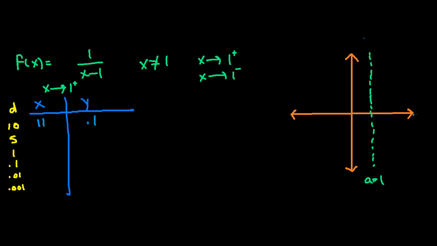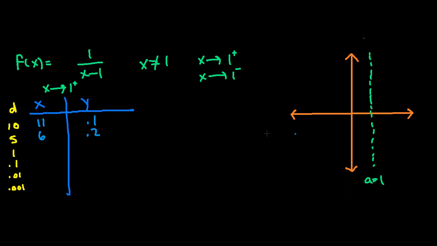So 10 units away, somewhere out here, the function value, the y, is 0.1. Now let's see what happens when we are 5 units away. In order to be 5 units away from A, we need to put in 6. 1 over 6 minus 1 is 1/5, or 0.2. So I started 10 units away, now I've gone to 5 units away, and I've increased from 0.1 to 0.2 over 5 units.